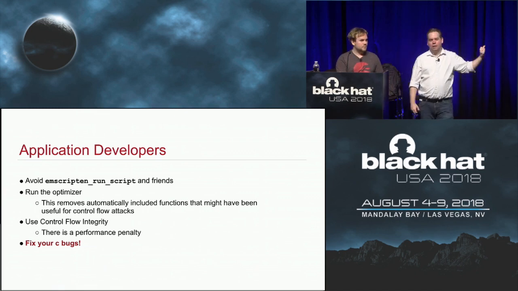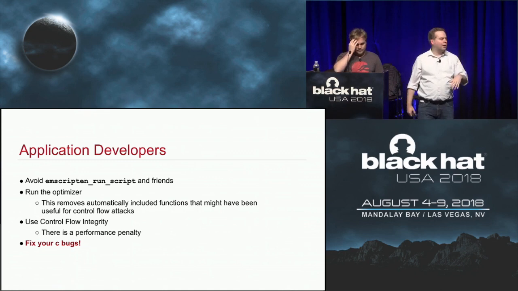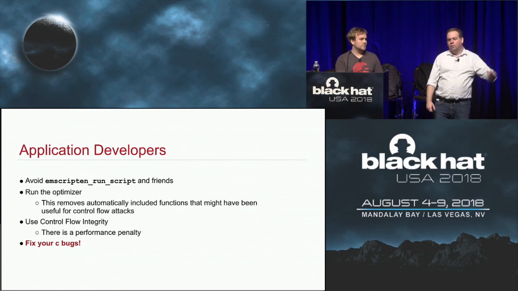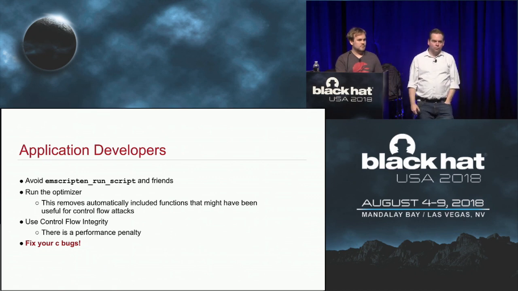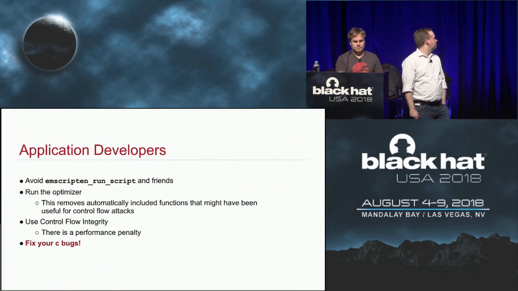Control flow integrity, we talked about how that works. There is a performance penalty when you turn that on, but depending on what you're doing, maybe you can handle that, maybe you can't. But at the end of the day, even if you do all those things, there's still plenty of C bugs that are going to work just fine on your WebAssembly code, so you still have to fix those things.